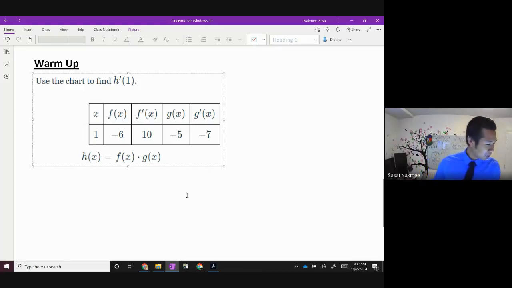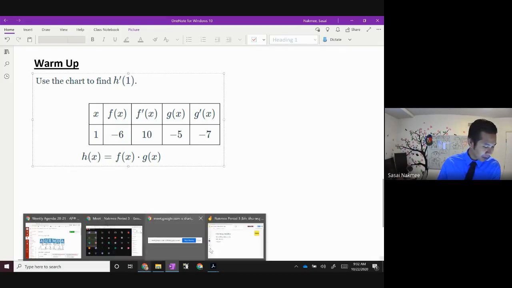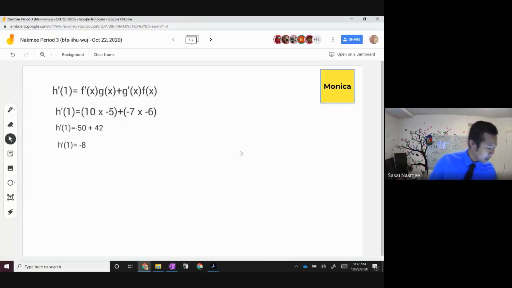All right, so for this warm-up, h of x is defined to be equal to f of x times g of x, and they're asking us to find the derivative of h of x evaluated at 1. Our volunteer was kind enough to work out this problem and saw that if you're going to take the derivative of something that has a product of two functions, you need to apply the product rule.